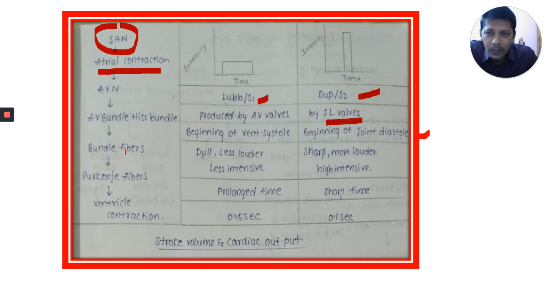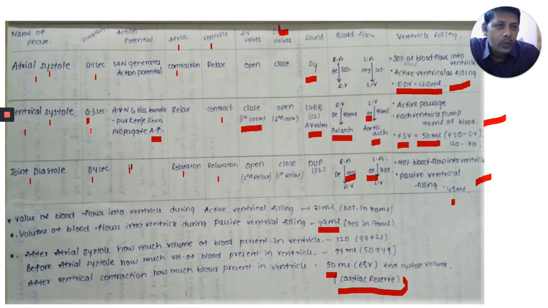From there to bundle branches, right bundle branch, left bundle branch. From the bundle branches to Purkinje fibers. Now it causes the ventricular contraction. This sequence is also very important. They ask this sequence, how action potential spreads along our heart. Okay, that's all about this overview of the cycle.